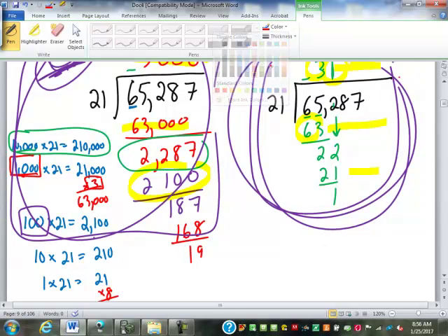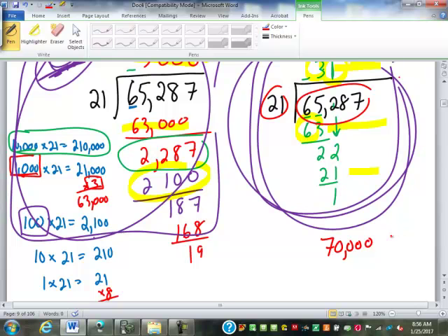Realistically, if I were looking at this, I'm going to punch it in the calculator. But again, I'm going to think of this. Hey, that's about 70,000. This is about 20.